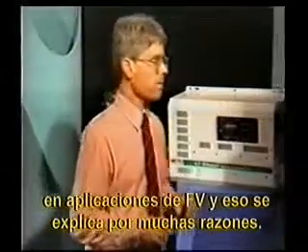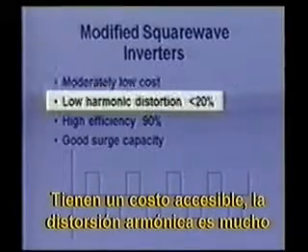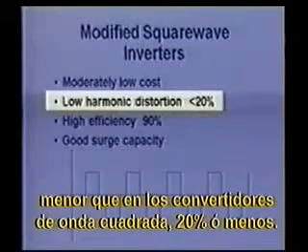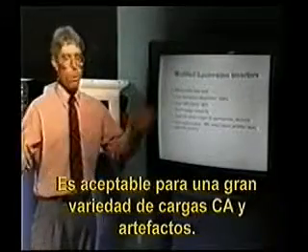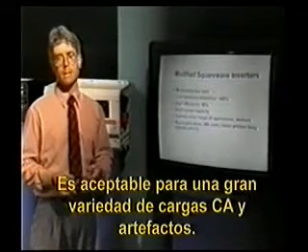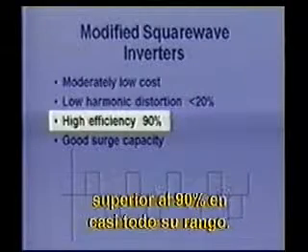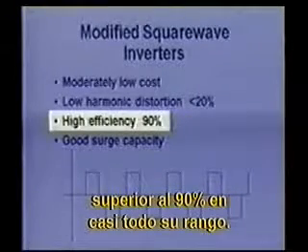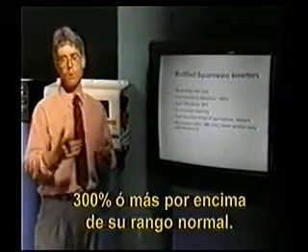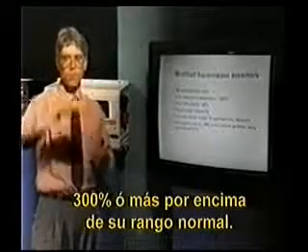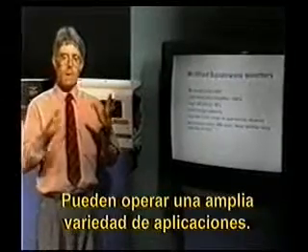There's a lot of reasons for that. They come in moderately low cost, quite affordable. The harmonic distortion now is much less than that square wave type of inverter, maybe 20% or less. That's pretty much acceptable for a wide variety of AC types of loads and appliances that we might use. They come with relatively good efficiency, typically greater than 90% over much of their range, with real good surge capacity as well, maybe 300% or more surge capacity above their normal rating. They're able to operate a wide variety of applications.